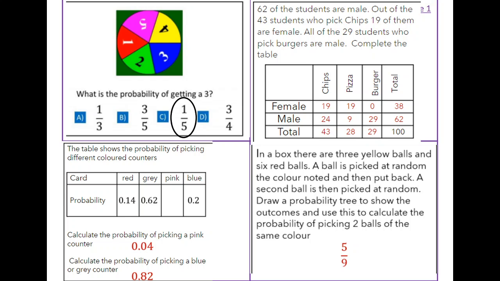Okay, so for the yellow, yellow, you should have done 3 out of 9 times 3 out of 9. And for the red, red, you should have done 6 out of 9 times 6 out of 9. And then added your 2 probabilities together and it simplifies down to 5/9.